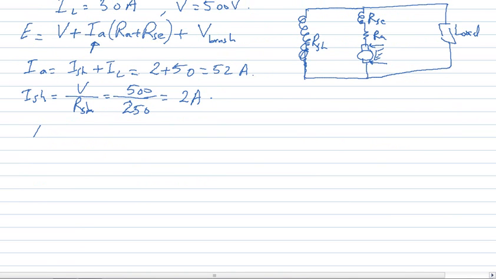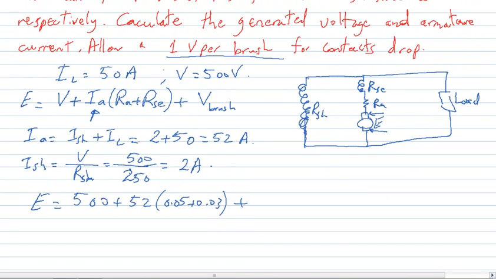Then E will equal 500 volt plus 52 multiplied by 0.05 plus 0.03, plus the voltage drop across the brushes. He said here 1 volt per brush. We have 2 brushes, so 1 volt here and 1 volt here drop. It will be plus 2, so it's 506.16 volt, and this is the answer.